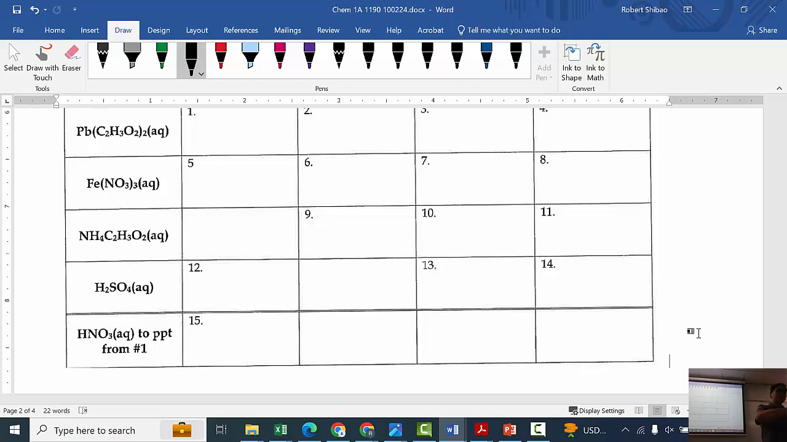And do you know what the precipitate is? The identity of the precipitate? Actually, I'm just going to get a waste beaker. Lead carbonate. That's correct. Get a waste beaker.